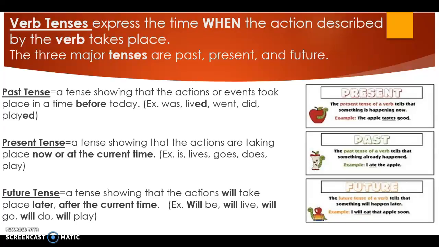And then finally, we have the future tense, which is a tense that's showing that the actions will take place later, after the current time. So your examples will include the words will be, will live, will go, etc.